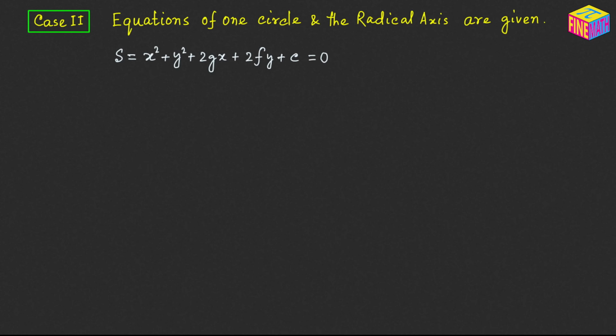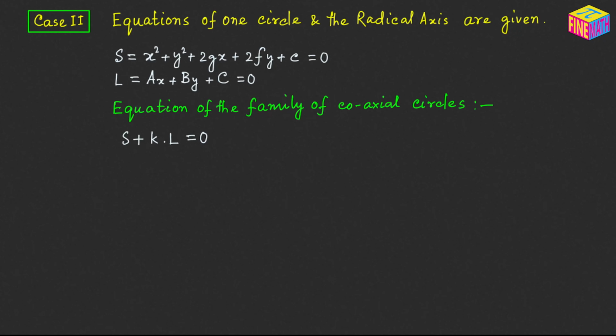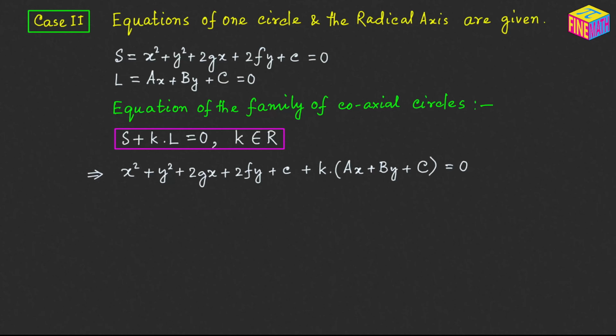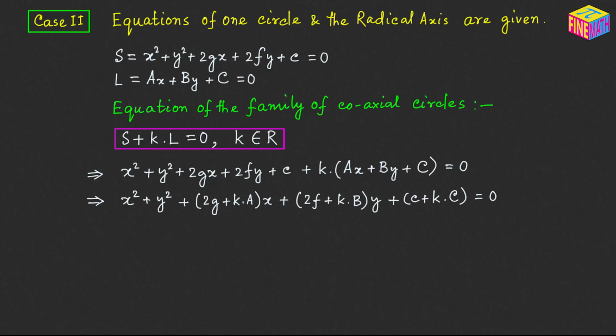Let's suppose the given equation of the circle is like this, and let's suppose the given equation of the radical axis is like this. And using these 2 equations, we can easily write down the general equation of the family of coaxial circles. It can be written like this. In the next step, I'm going to plug in the values of S and L. So our equation will look like this. And then I'm going to remove the parentheses and reorganize the terms a little bit. Our equation would look like this.